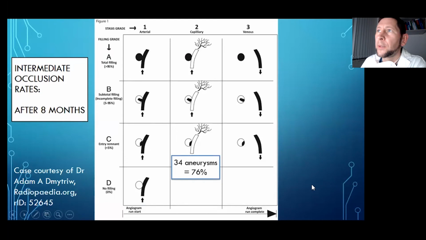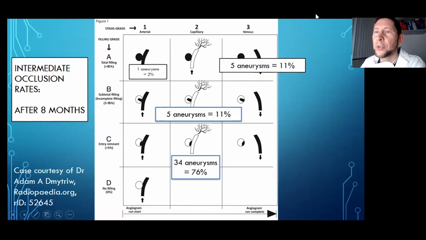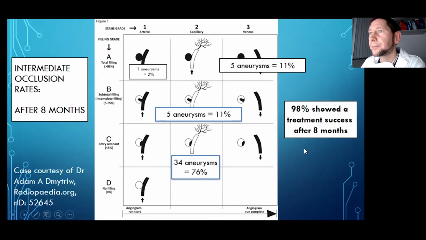Then if we look after 8 months, we can see that the proportion of completely occluded aneurysms increased a lot. So we have 76% of aneurysms already sufficiently treated. We have 11% with an OKM-B stage, so decreased in size and delayed perfusion. We have 11% or 5 aneurysms that remained stable in terms of size, but had a delayed perfusion. And we only had 2% of the aneurysms unchanged after 8 months. So in summary, we have 98% of a significant treatment success already after 8 months when using the Vista baby.